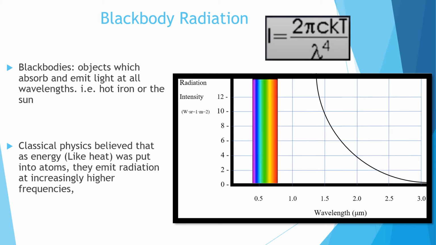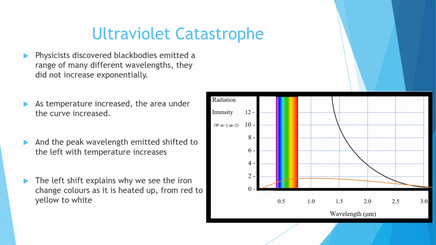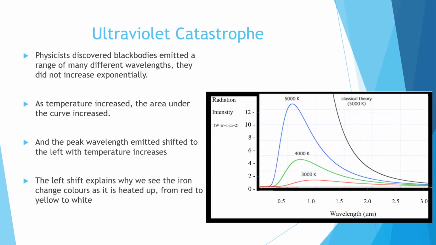Therefore, physicists use this equation to predict what the signal intensity would be from the emitted wavelengths observed from black bodies at different temperatures. What the physicists discovered was that although black bodies emitted a range of many different wavelengths, they did not increase exponentially. Their first test used a 3000 Kelvin black body and showed a peak signal intensity occurring just before the visible light wavelength section. The next two experiments used hotter black bodies and showed the same type of functions with peaks in the visible light wavelength section.